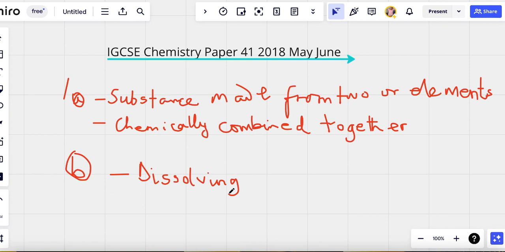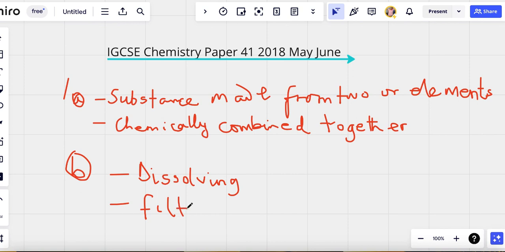You use a funnel and a filter paper, and collect the water. The water is the filtrate that will go through the filter paper. The residue will be the sand, which stays on top of the filter paper in the funnel. So after dissolving in water, the next thing is filtration, the one I've just explained.